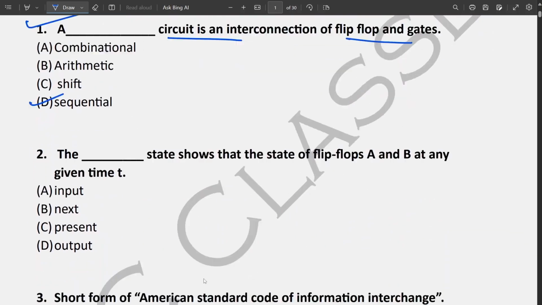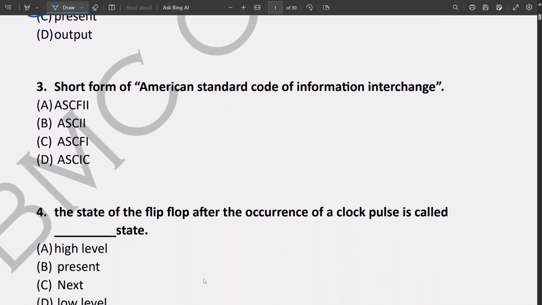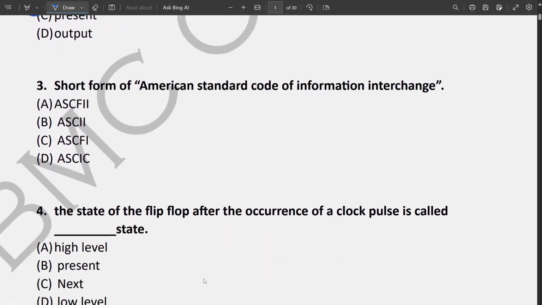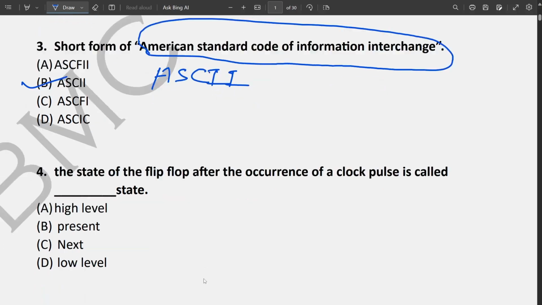The next question is: the state shows the state of flip-flops A and B at any given time t. The answer will be present. The third question: short form of American Standard Code of Information Interchange. So you can see here, A stands for American, S stands for Standard, C stands for Code of Information Interchange. The answer will be option B.